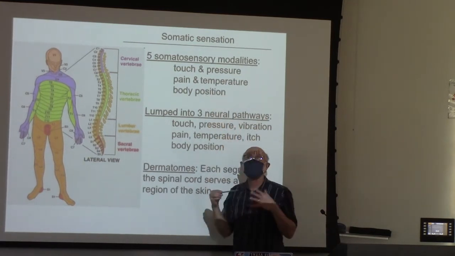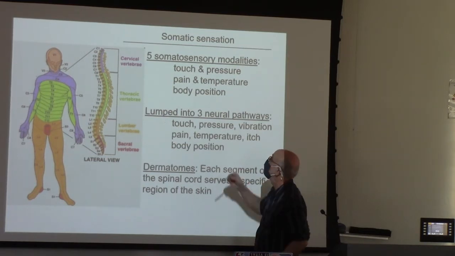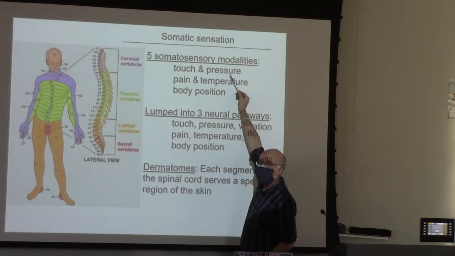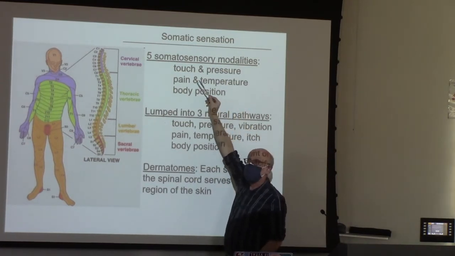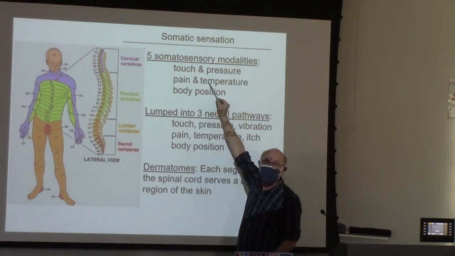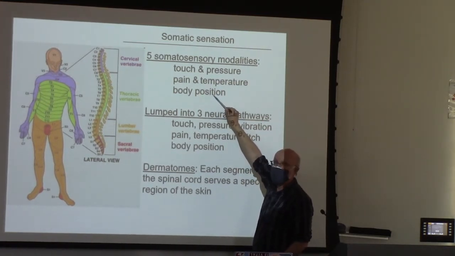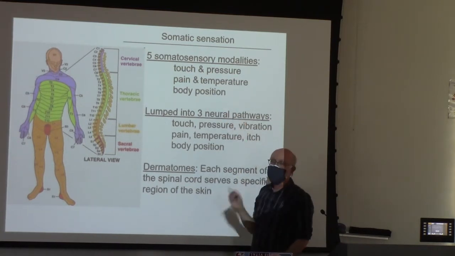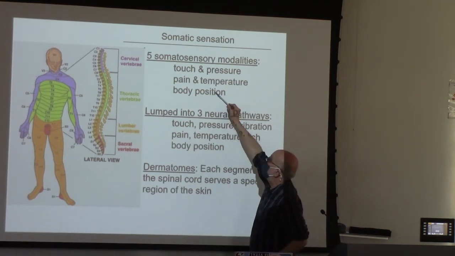Let's talk about the modalities first. The modalities of somatosensation. Touch and pressure kind of go together. It turns out pain and temperature, hot, cold, go together. And then there's proprioception, body position. So 5 somatosensory modalities: touch, pressure, pain, temperature, body position.